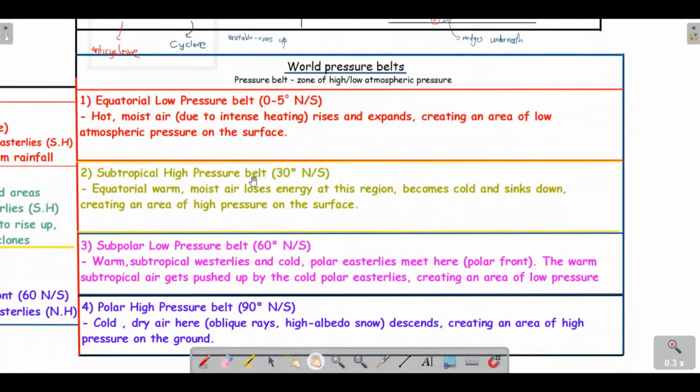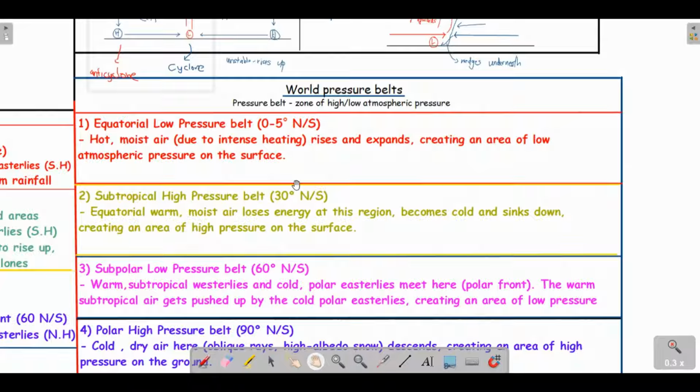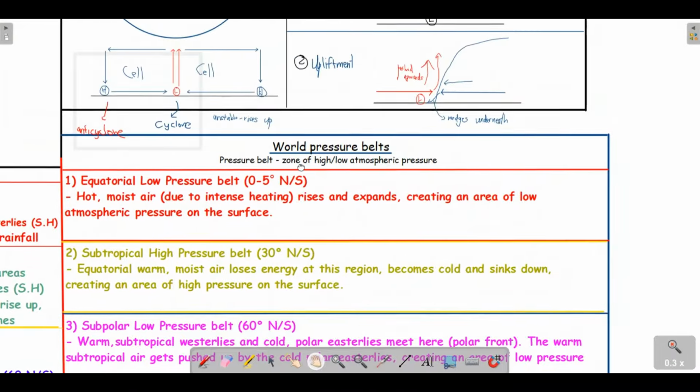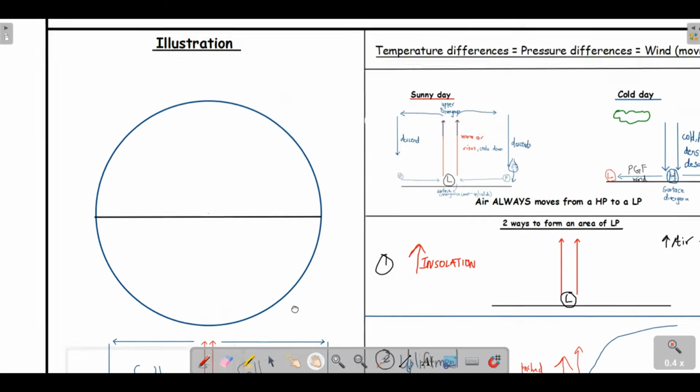So we have 4 types of pressure belts, and you have to know their names, you have to know their locations, you have to know what causes them, you have to know their formation. So I'm going to start off with the unequal heating. Okay, right over here where it says illustration.